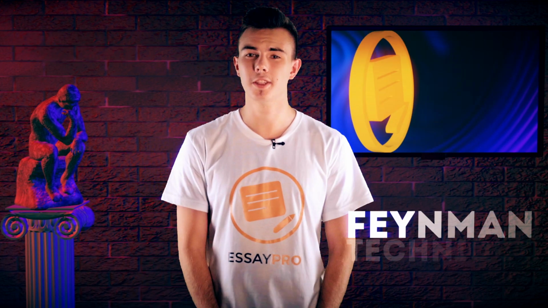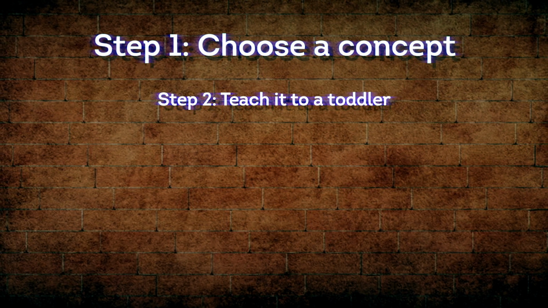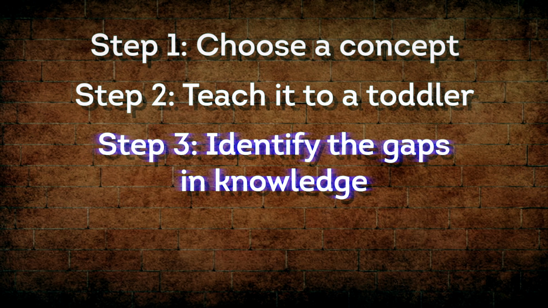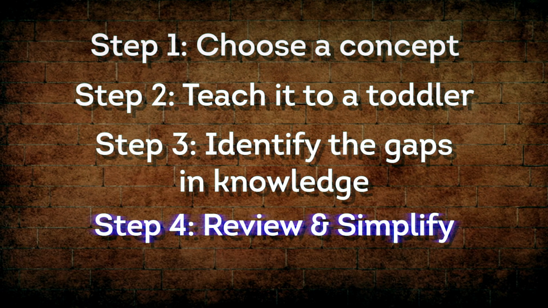I like using the Feynman technique, and it goes like this. Step 1, choose a concept. Step 2, teach it to a toddler. Step 3, identify the gaps in knowledge. Step 4, review and simplify.